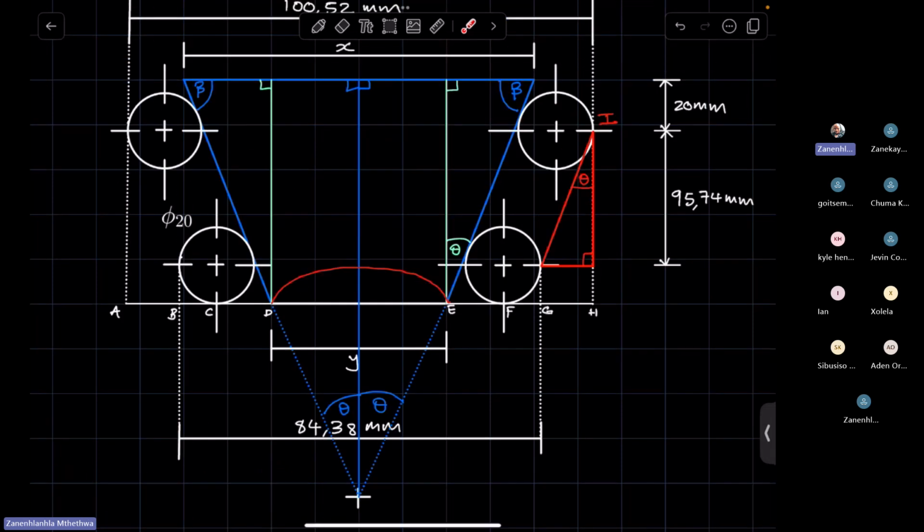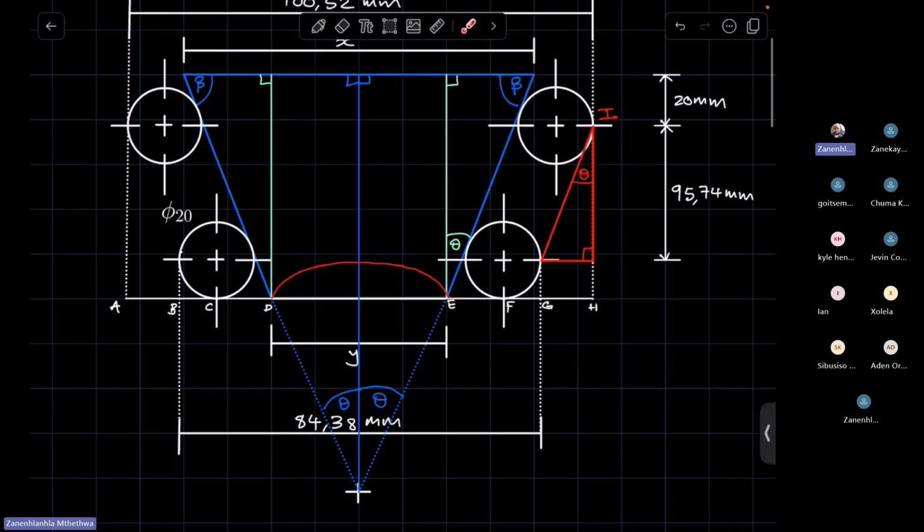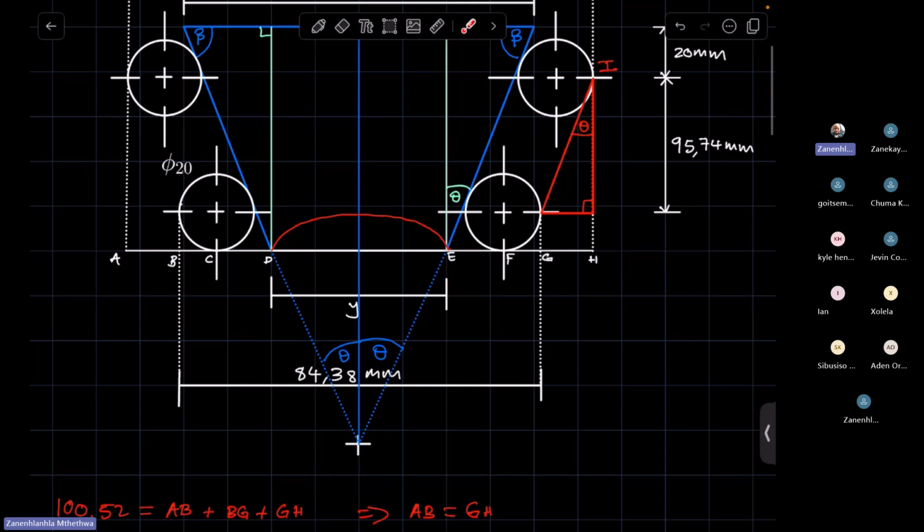Now, if you look at the huge triangle, remember, we split it in half, and the triangle on the left-hand side and the triangle on the right-hand side are exactly equal. Seeing that the rollers also have the same diameter, it means that the measurement CD is going to be equal to the measurement of EF. So CD here is equal to EF. And what can you say about FG here? What is FG going to be equal to? BC.